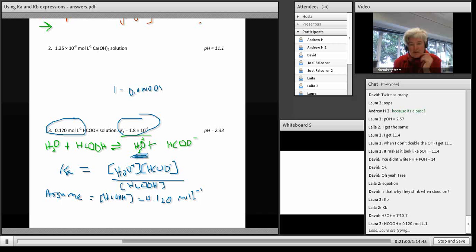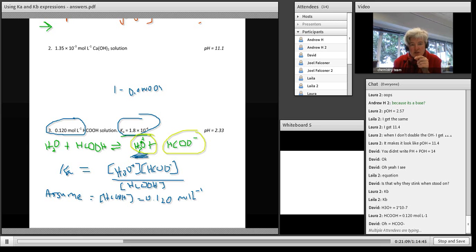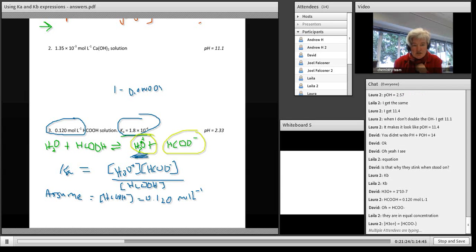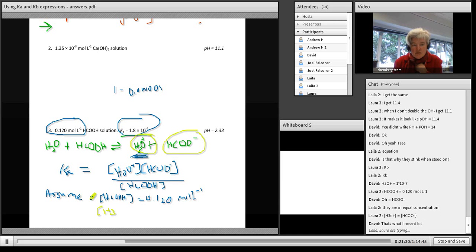Okay, we've made an assumption about the formic acid. Now we've got to say something about the, and I'll just change my color because it's getting rather messy. What assumption can I make about those two? Right. Okay, David, the H plus is the same as the formate, not the OH. They're equal concentration. So we can assume that H3O plus is equal to the formate, HCOO minus.